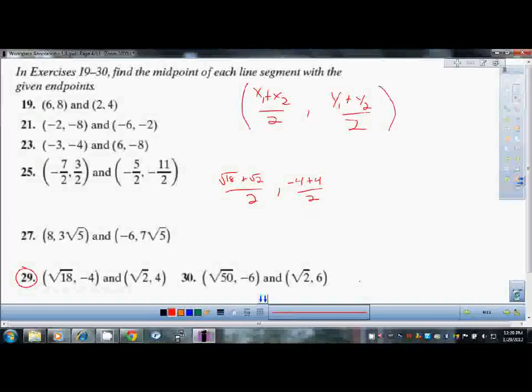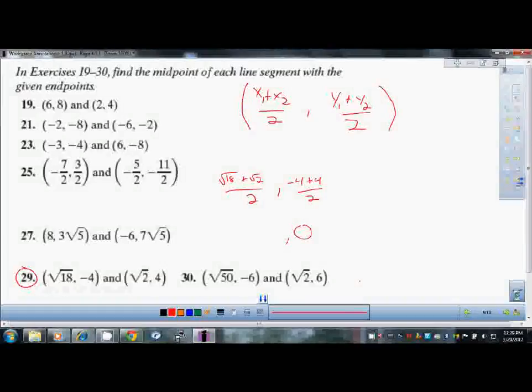Well, the Y is easy. Negative 4 plus 4 is 0. 0 over 2 is still 0. The X, I'll give you a hint. Anytime you have an uncommon radical today, it's trying to get you to notice how to simplify so that something will reduce kind of nicely.